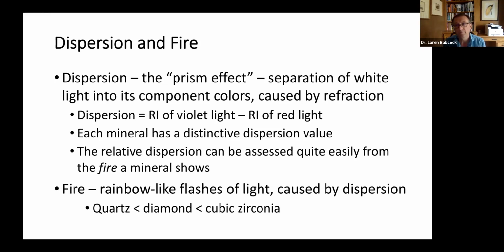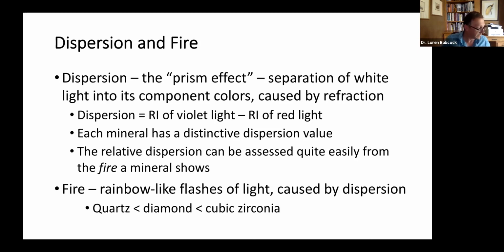So again, we have another sort of fingerprint, if you will, to the identity of a mineral. It's just that this one's not so easy to measure with simple instruments, that is. But we can assess the relative amount of dispersion between two minerals pretty easily by looking at something that we call fire. Fire in a mineral is the word we use for rainbow-like flashes of light that are caused by dispersion. And let me show you an example of what this looks like.